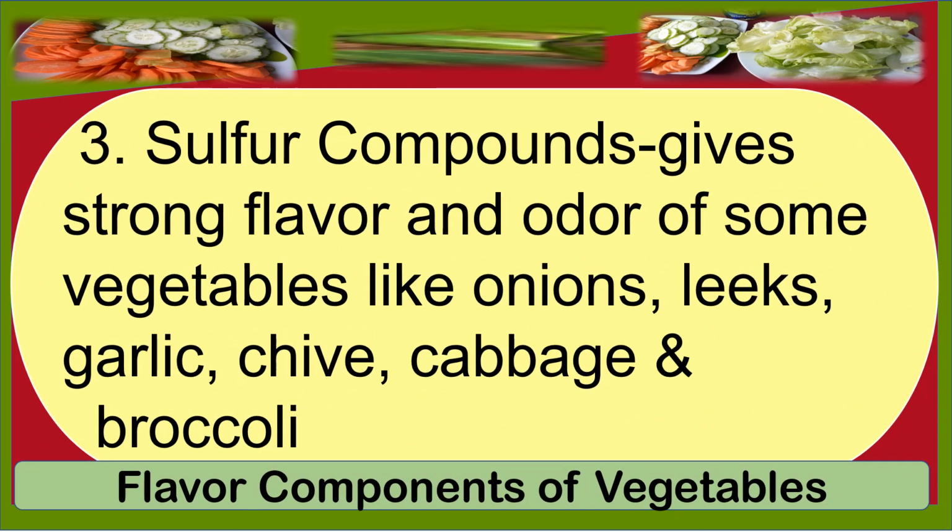Then the third one, the sulfur compounds. Now this one gives the strong flavor and odor of some vegetables. Of course, like onions, diba? They have a strong flavor or odor, this kind of vegetables. The leeks, the garlic, the chive, the cabbage, and broccoli. Okay, so those are the flavor components of vegetables. The 3: the sugar fructose, the glutamic acid, and the sulfur compounds. Okay.